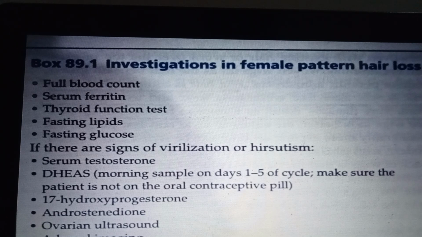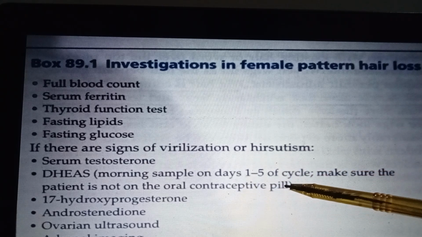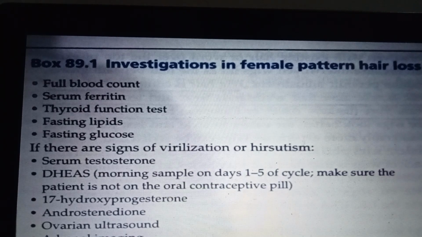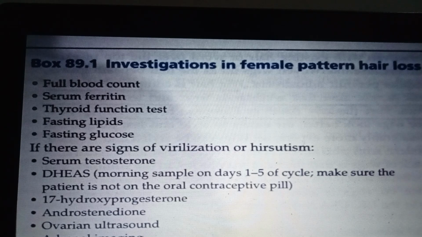A morning sample on day 1 to 5 of the cycle needs to be considered. Make sure that the patient is not on oral contraceptive pills. If a patient is on oral contraceptive pills, the result will be changed. Another test is 17-hydroxyprogesterone, androstenedione, ovarian ultrasound, adrenal imaging. These are the tests which are usually considered when you are dealing with a patient of female pattern hair loss.